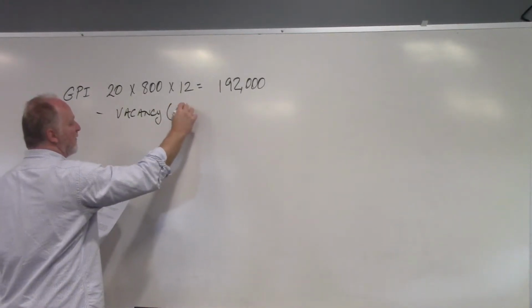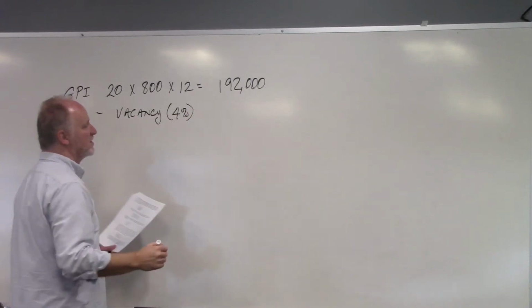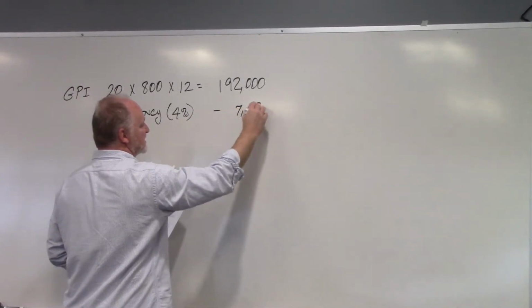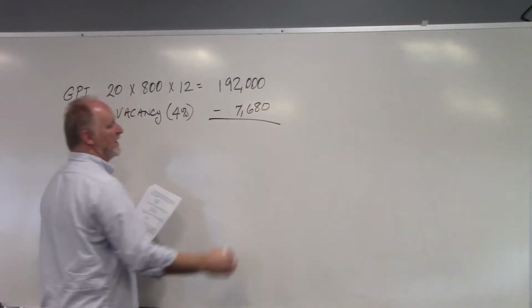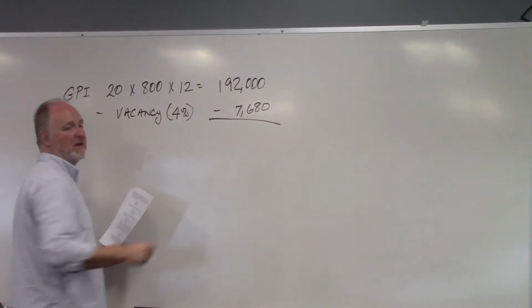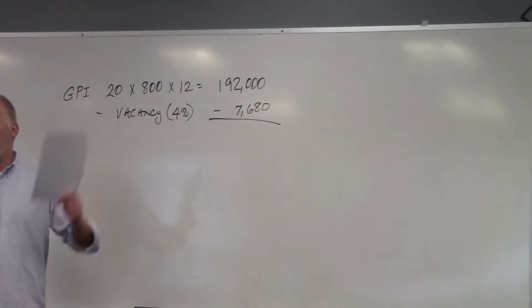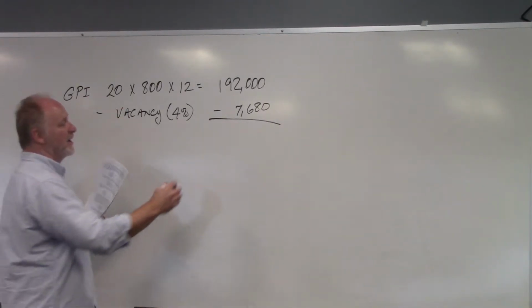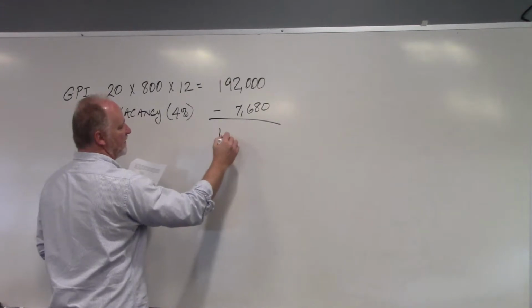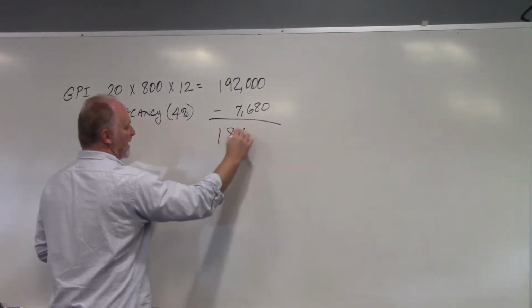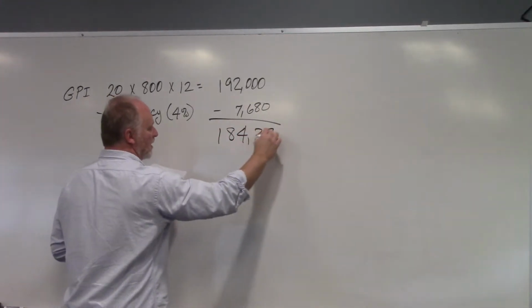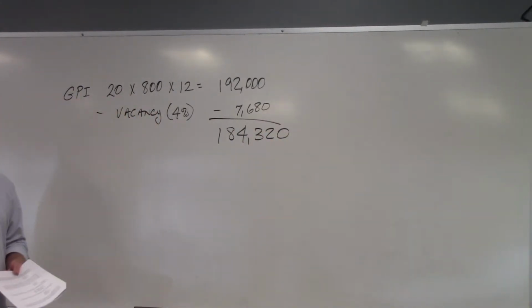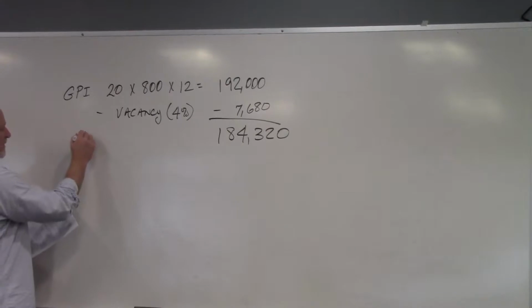Can somebody tell me what 4% of 192 is? 7,680. 7,680 is just simply 4% of 192. You feel okay about that? Clearly not collectible, so we're subtracting it from the total, and that comes out to be 184,320? Yes. 184,320. What's the name of 184,320? Gross effective. Gross effective income.